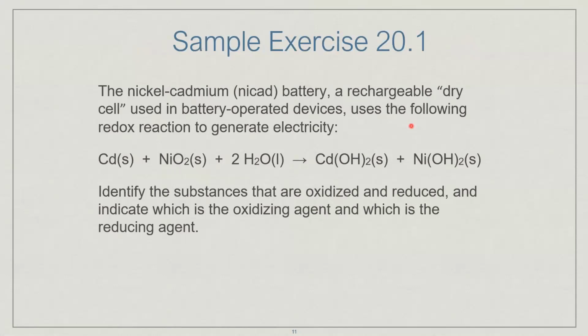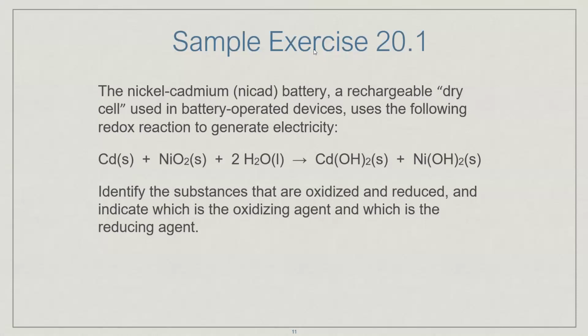All right, so if we look at an example like this one, we've got a nickel-cadmium battery, which is used in different types of devices. We've got the redox reaction there that's actually going to generate that electricity. So that's just going to be the flow of electrons, electricity. In this case, we want to identify which substances are being oxidized and reduced, and then indicate which is the oxidizing agent and which is the reducing agent. So for this one, we need to actually go through and assign those different oxidation numbers.